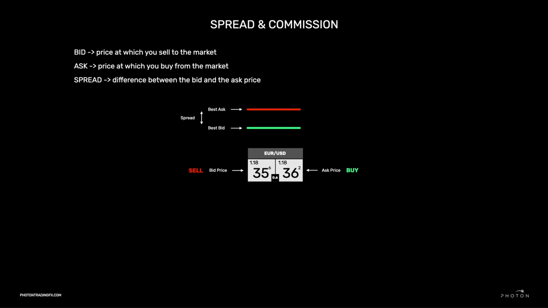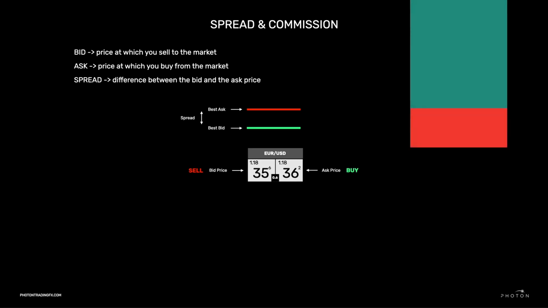On TradingView, if you were to look at this, it would just show the mid price, so halfway between, which it would show is 1.18359. Now, if you were to go long on euro dollar, let's say you buy euro dollar, then you would be buying at the ask price. So you go long at 1.18362. Remember, we buy at what the market is asking.